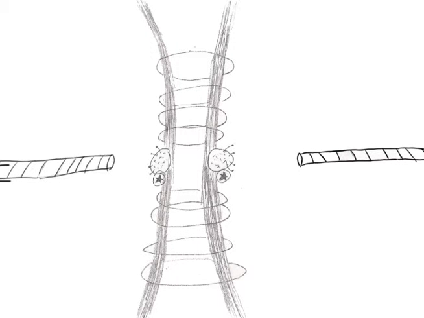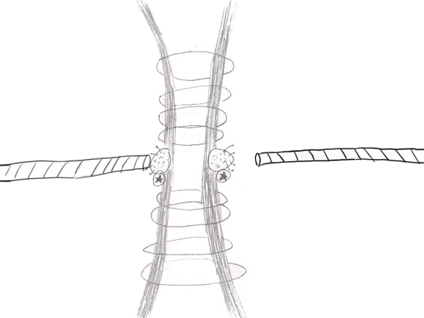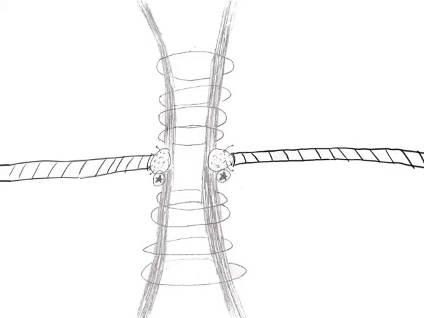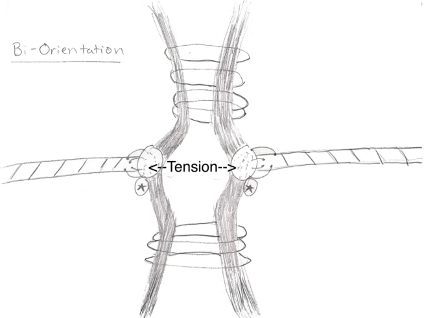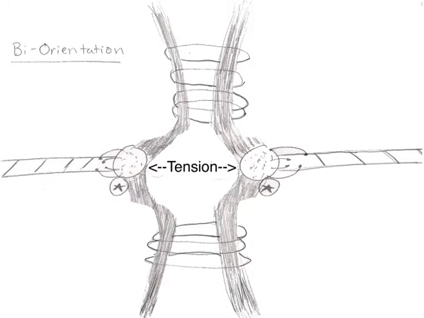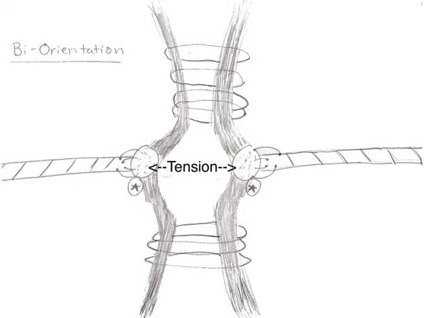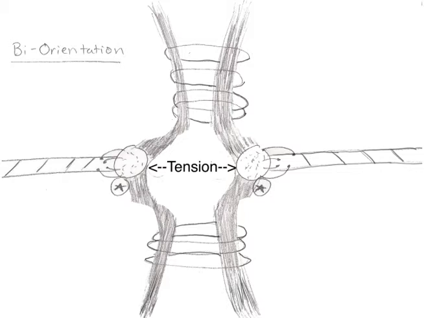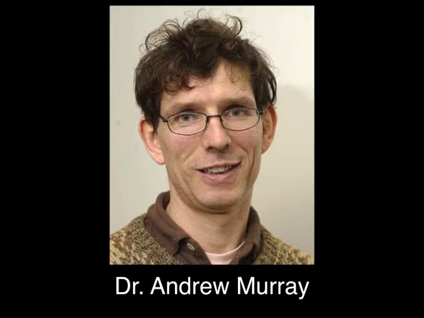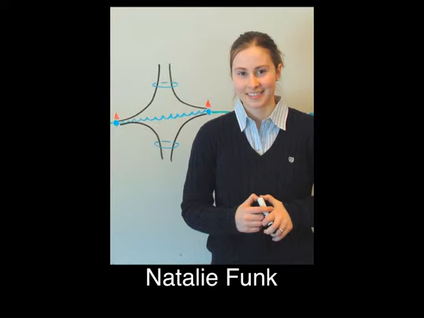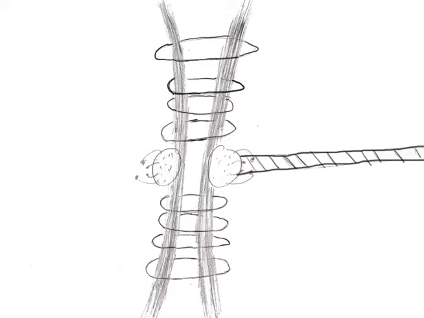One of the largest unanswered questions in cell division is how does the kinase know when chromosomes are correctly attached? We know that tension is an indicator of a correct attachment, but we do not know how the kinase senses this tension. Dr. Andrew Murray, professor of molecular biology at Harvard University, along with graduate student Natalie Funk, have developed a model to explain how the kinase senses tension.